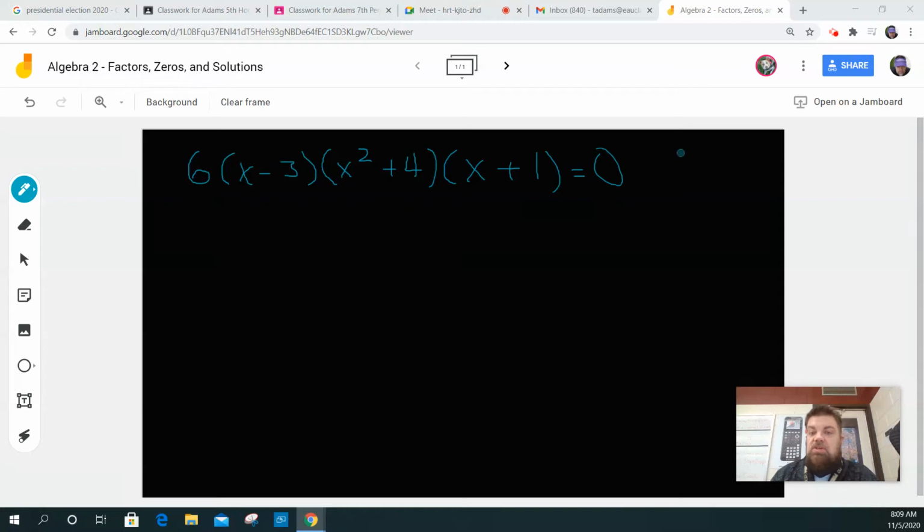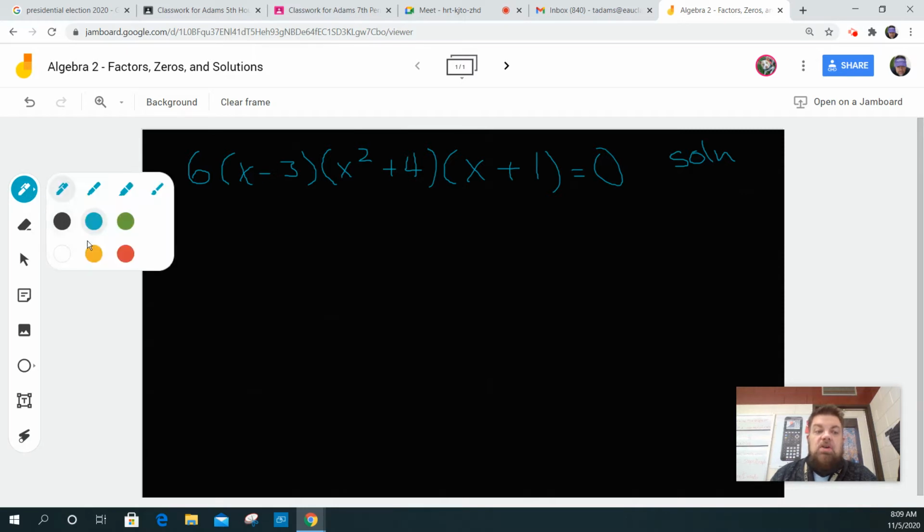So the solutions for this, how many solutions does it have? Well, we've got to look and figure out the power or degree of the polynomial. So the power or degree is, I have x to the first power, x to the first power, and then x to the second power.